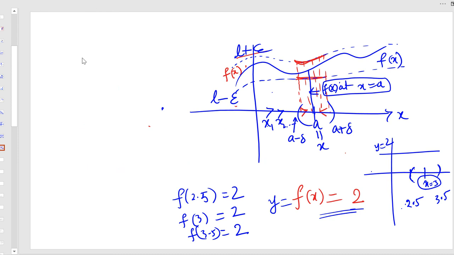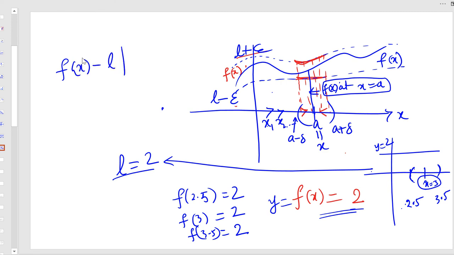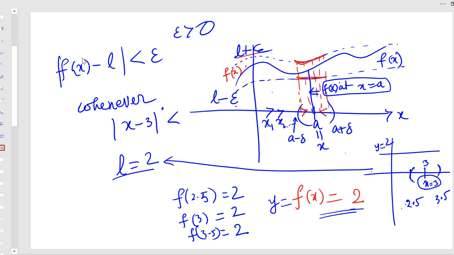Okay. Now the claim is L equals 2 is the limit. That means you want to say |f(x) - L| < epsilon for epsilon greater than 0, whenever |x - 3| < some delta. This is x equals 3, right?